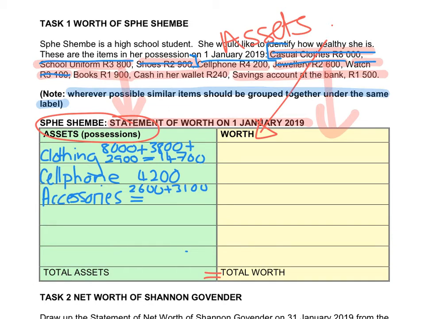Have you done it? Okay, I get a total of 5,700. So therefore, the total value of her accessories is 5,700. The next thing we're going to do is books. Now we know that this is an asset, hence why we're writing it down in assets. And we're going to say that that has a value of 1,900. And we can cross that out.